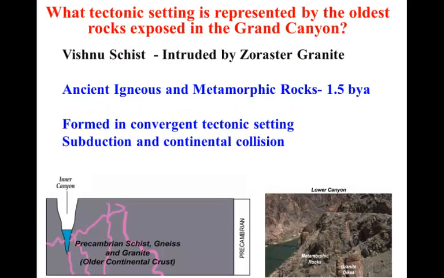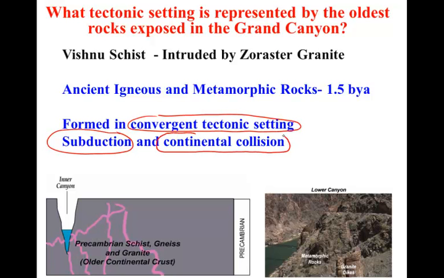What tectonic setting is represented by metamorphic rocks like schist, and high silica felsic igneous rocks like granite? Well, those kinds of rocks form in a convergent tectonic setting. You make high silica magmas like granite in subduction zones. You form schist and other high pressure metamorphic rocks by mountain building and continental collision.